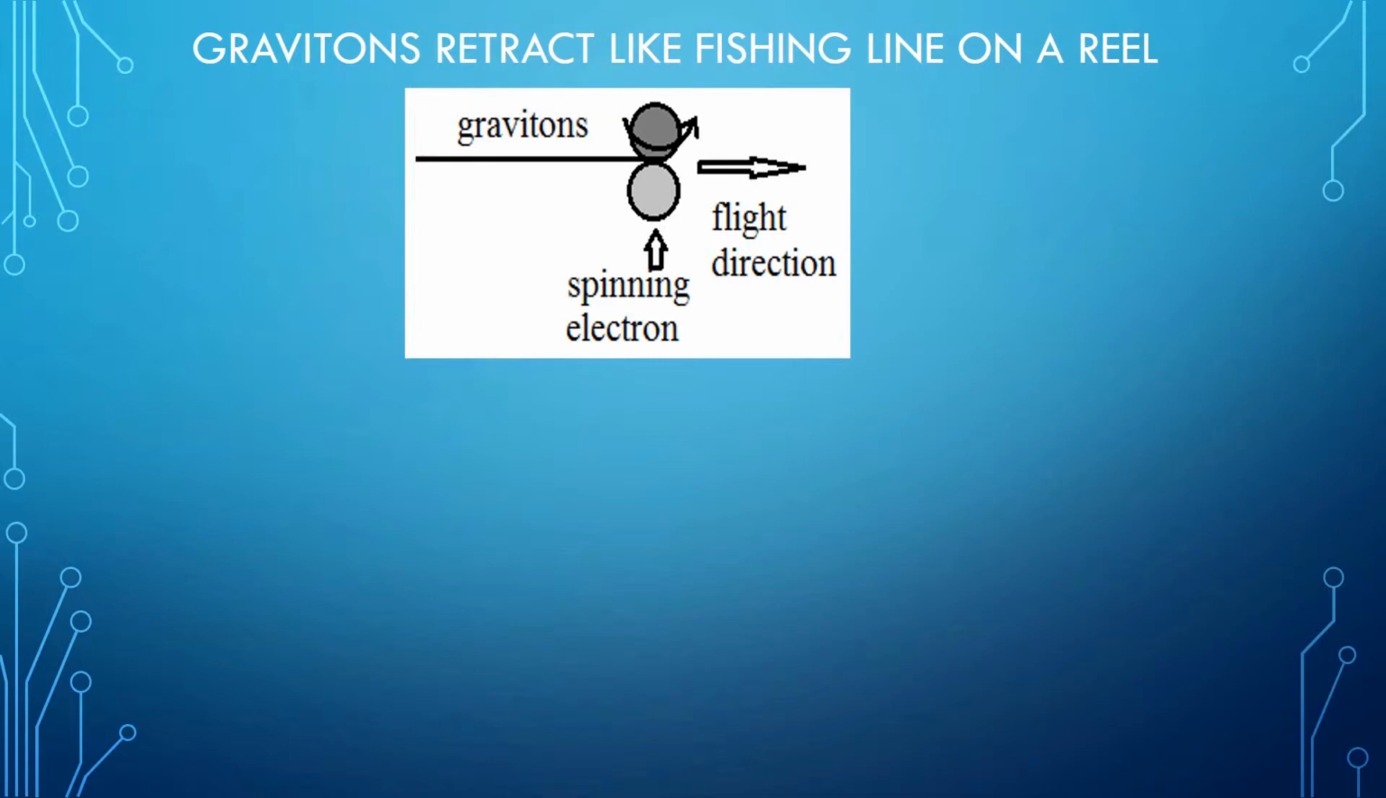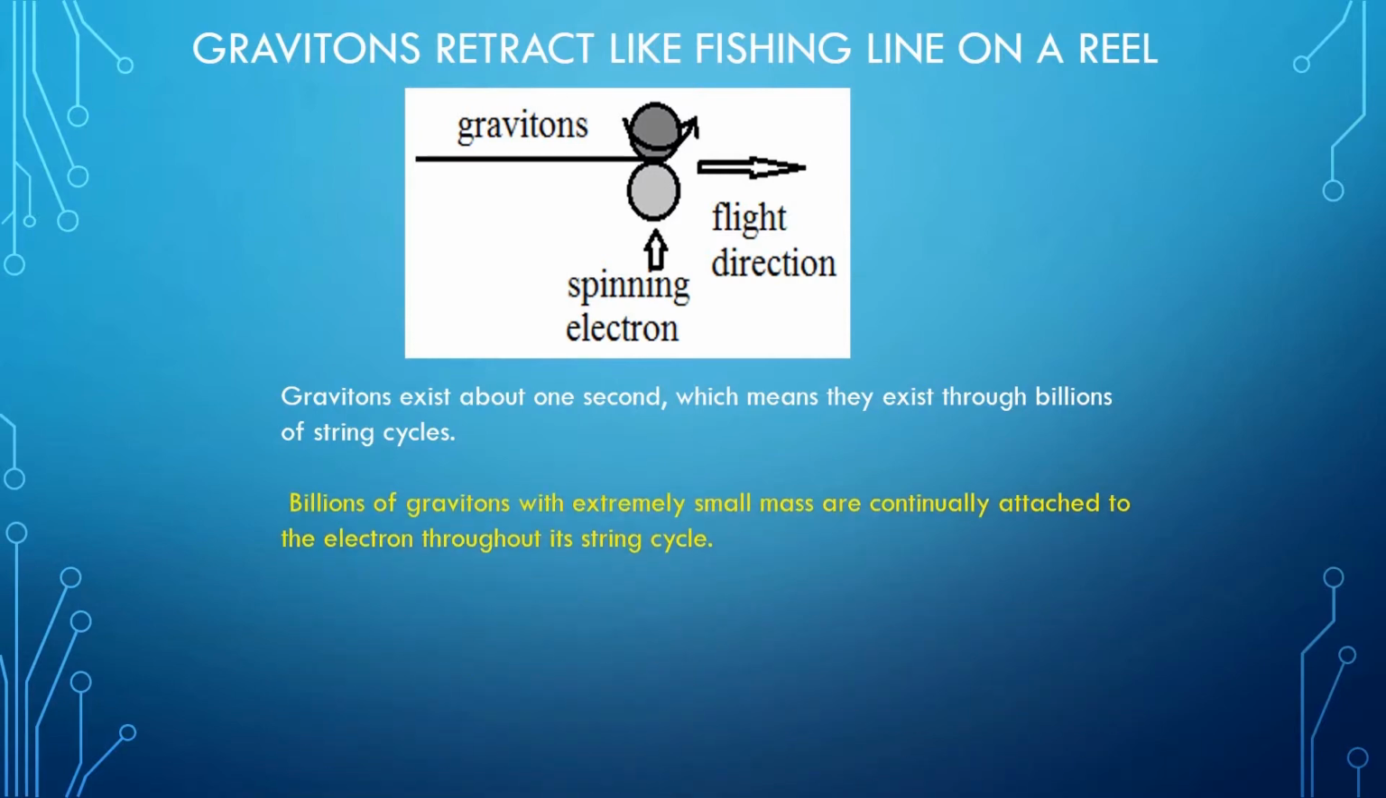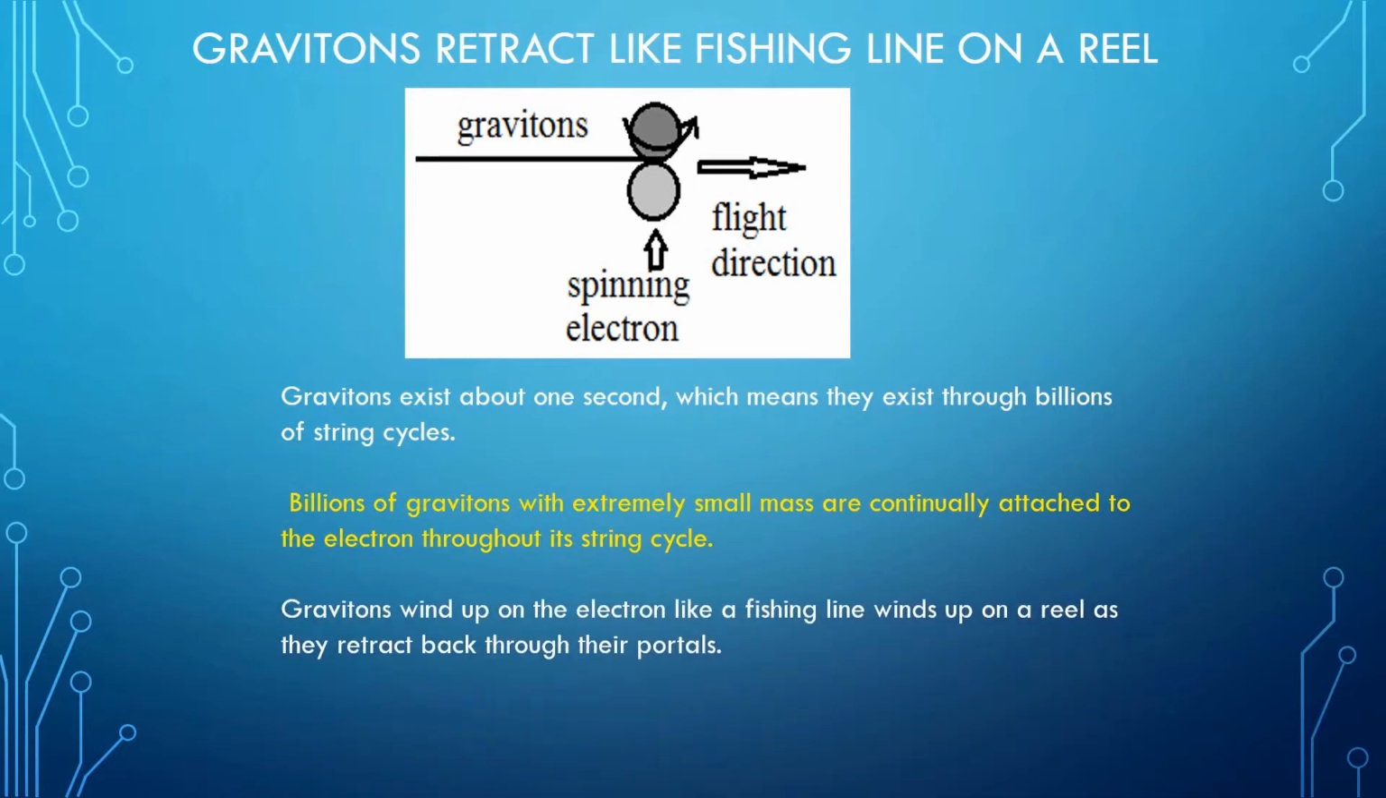Let me emphasize the following. Gravitons exist about 1 second, which means they exist through billions of string cycles. Billions of gravitons with extremely small mass are continually attached to the electron throughout its string cycle. Gravitons wind up on the electron like a fishing line winds up on a reel as they retract back through their portals. In the next slide, I have summarized some pertinent facts concerning gravitons and their role in self-induction.